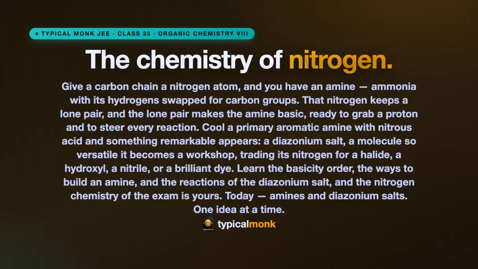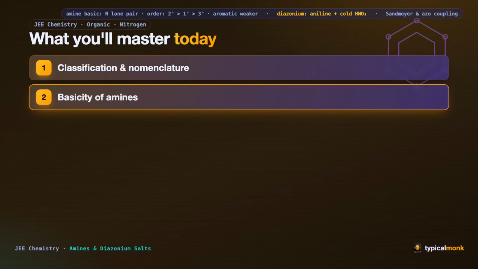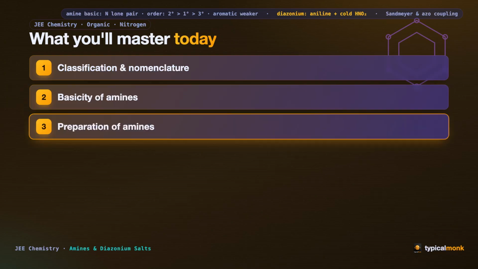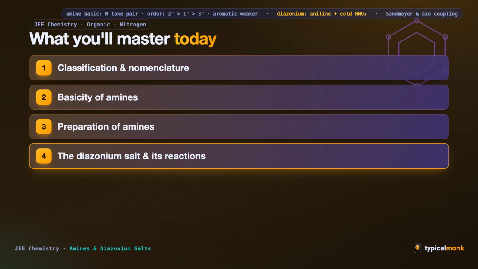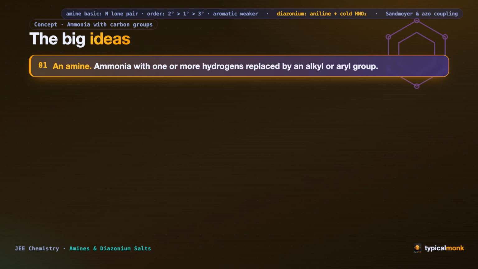Today, amines and diazonium salts, one idea at a time. Here is what you will master today. First, classification and nomenclature. Second, the basicity of amines. Third, the preparation of amines. Fourth, the diazonium salt and its reactions. And fifth, the distinguishing tests. One idea at a time. Let us set the foundation.